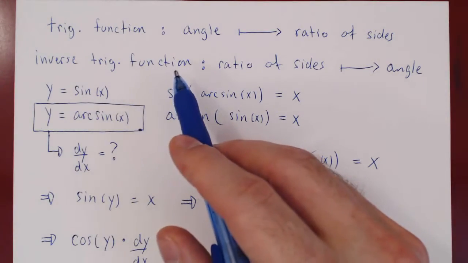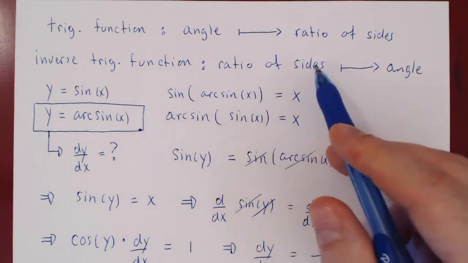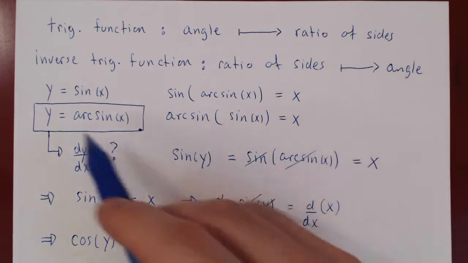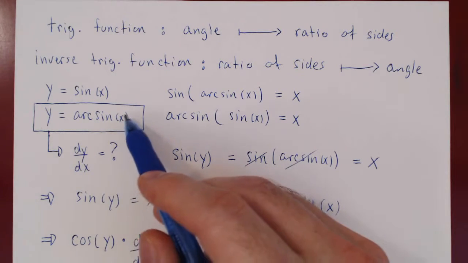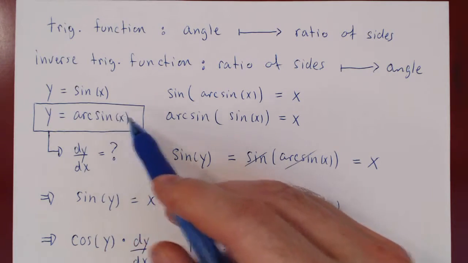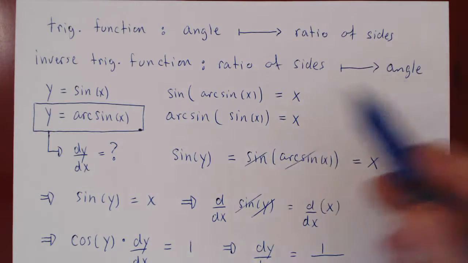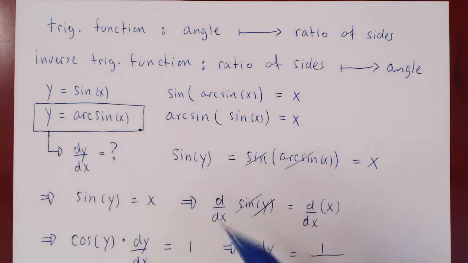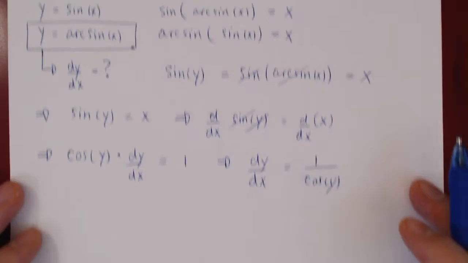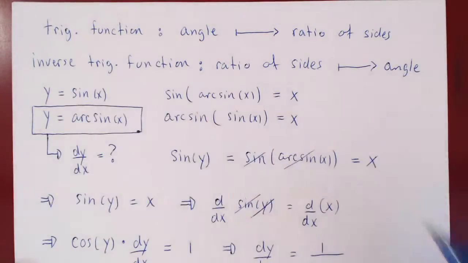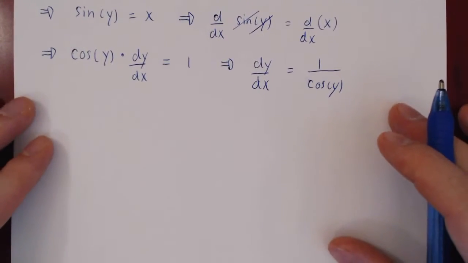An inverse trigonometric function takes a ratio of sides and gives you an angle. So an inverse trig function of anything is an angle. So here this is arc sine of x. So this is an angle. An inverse trig function gives you an angle. So here arc sine of x is an angle, therefore y is an angle. Given any angle, we can always construct a right triangle. And now let's construct a right triangle whose angle is y, and let's see what we get.